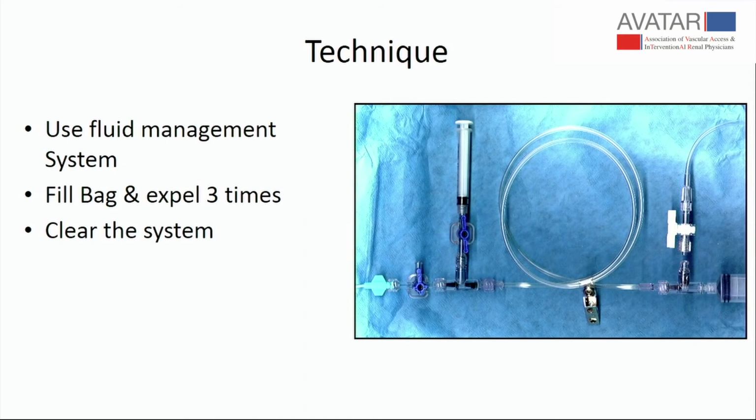Technique, this is a fluid management system. It's used by all angiography systems. It's really for flushing fluids. There's a side arm that goes into a bag here. This is a one-way valve. This is a three-way stopcock right here with a one-way valve right here. So you fill up this bag with CO2 3 times and expel it 3 times. You can prime this tubing with CO2 using this syringe 3 times, and then you flush everything through.